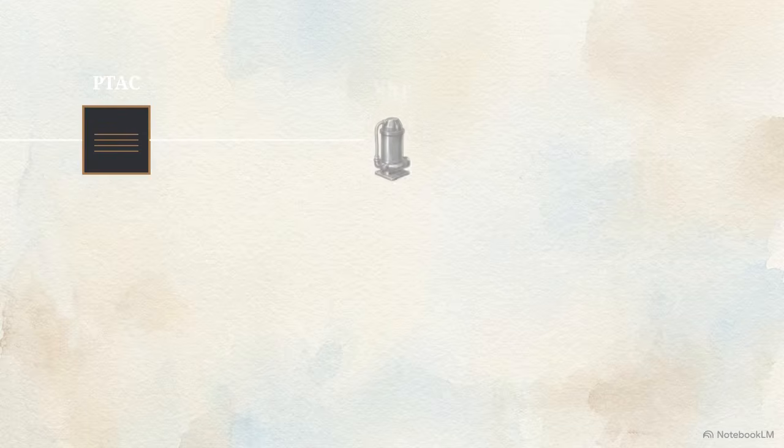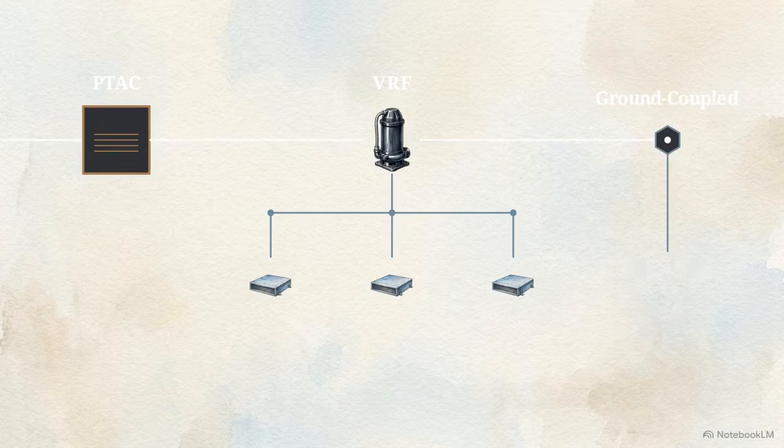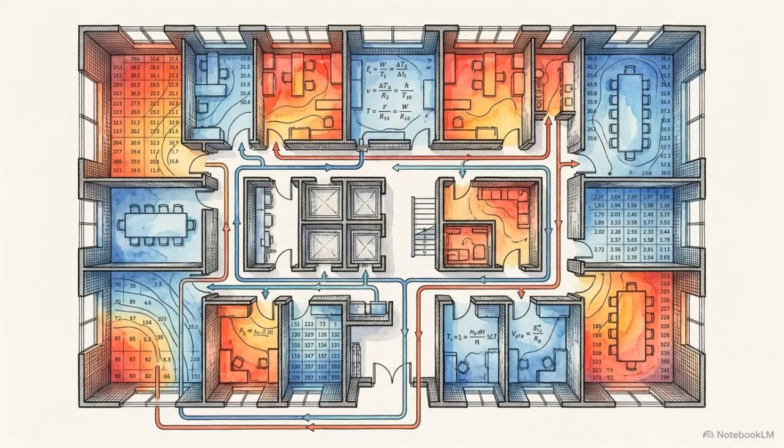To solve these problems, decentralized architecture had to evolve. We can map this trajectory by tracking the progression from rigid, isolated PTACs to fluid, variable refrigerant flow networks, and finally to ground-coupled heat pumps. Decentralizing a building's HVAC means trading bulky spatial infrastructure for complex zone-level thermodynamic accounting.